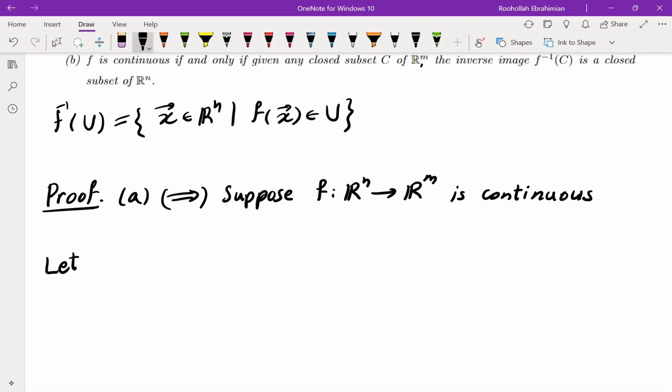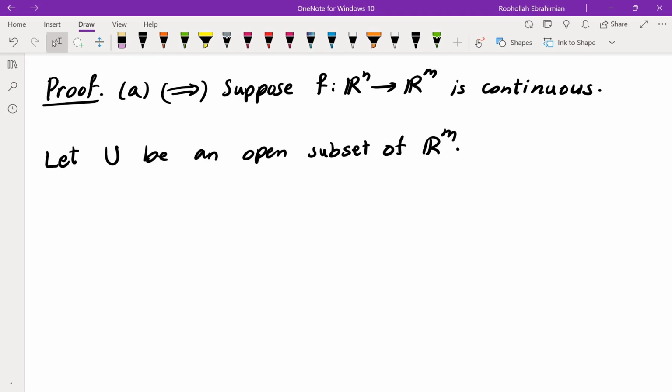So let U be an open subset of Rm. Now we're going to have to show that in fact f inverse of U is open. So how do we show something is open? We'll have to show for every element in that set there's a ball around it that is completely inside this set. So start with some element x in the inverse image of U.